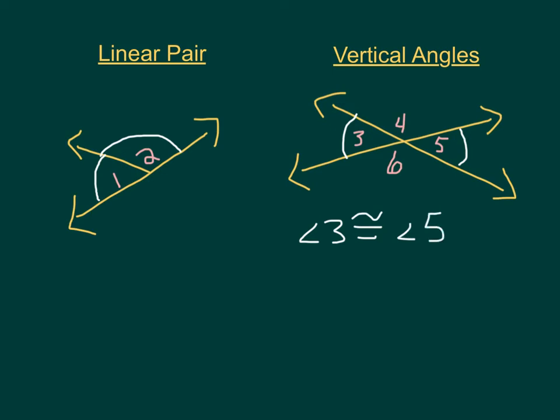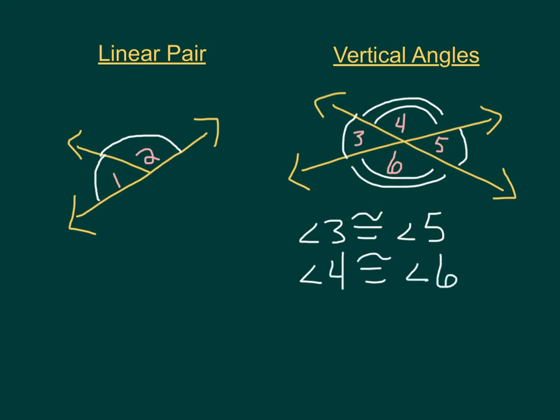And we would know that angle 4 is vertical to angle 6, which means that they would be congruent. Angle 4 is congruent to angle 6. Vertical angles are straight across from each other and they are congruent.